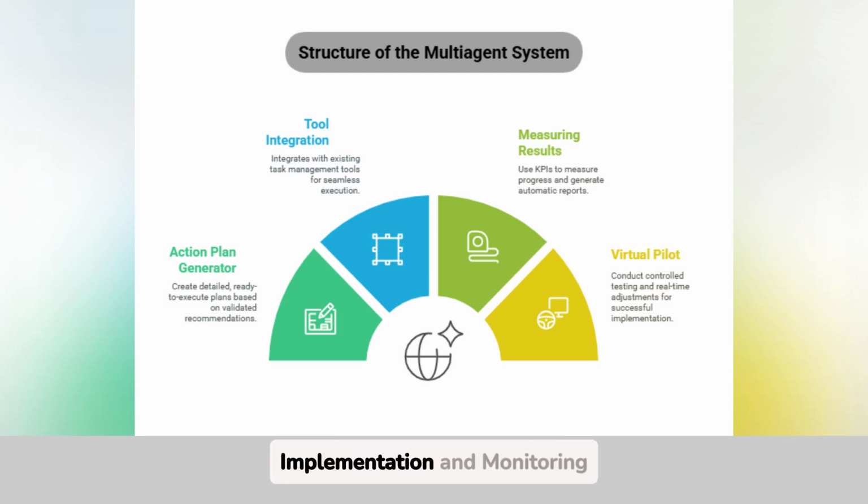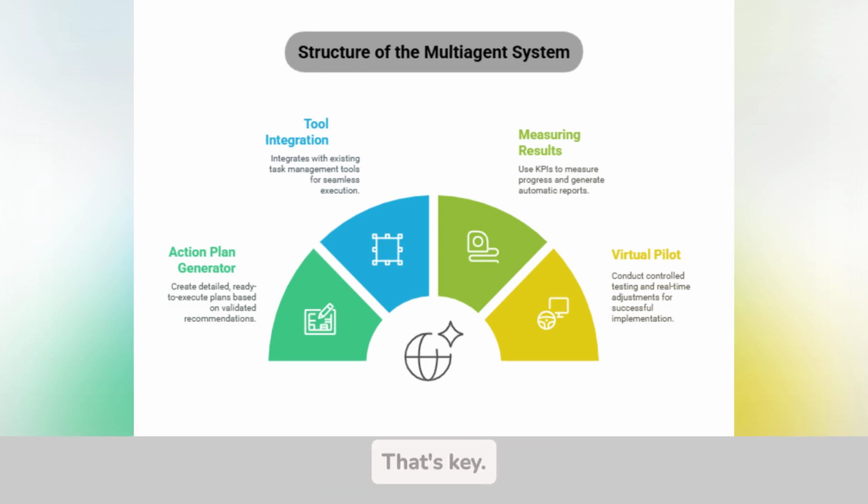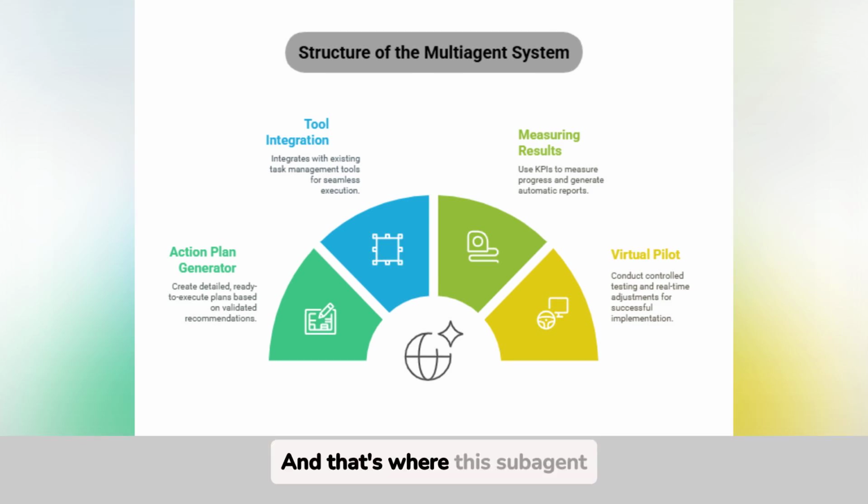Additionally, the implementation and monitoring agent, which we saw in Video 5, goes into action to ensure the plan is followed. That's key. Because often the problem isn't the idea, it's the execution. It's like having plans for a house, but without workers or tools to build it. And that's where the subagent makes the difference. It goes from, we have to do this, to, this is what needs to be done, when, how, and with whom. There's no longer any ambiguity or room for doubt. Everything is clear and organized.